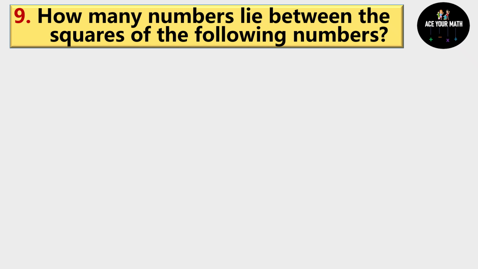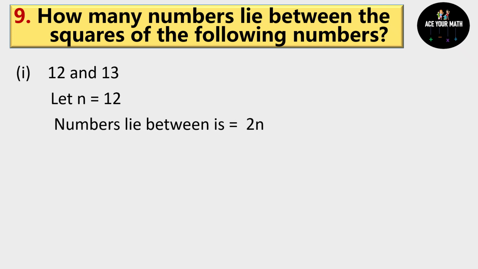Now solve the ninth question. How many numbers lie between the squares of the following numbers? The first part is 12 and 13. They come just after one another, and the smallest number is 12, so you will assume n equals 12. How many numbers lie between the squares of these numbers? The formula is 2n. You will assume the smaller number as n. When you multiply 2 by 12, you will get 24. It means 24 numbers lie between the square of 12 and the square of 13.